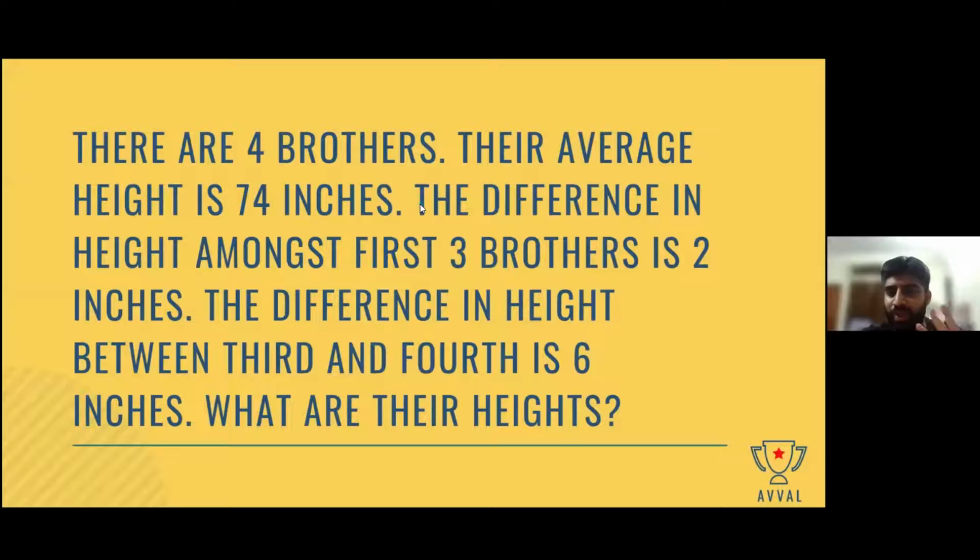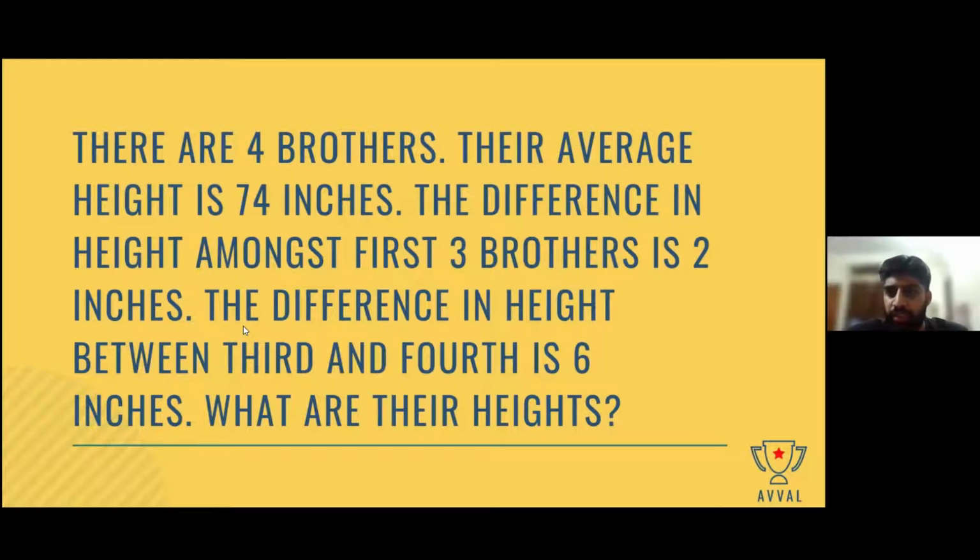So we need 4 brothers, but I've told you 3. Amar, Akbar, Anthony, and then I need one more name. Their average height is 74 inches. Does everyone understand what average is? Average is the sum of their heights divided by 4, because there are 4 people here. Sum of their heights divided by 4 is 74. The difference in height amongst the first 3 brothers is 2 inches.